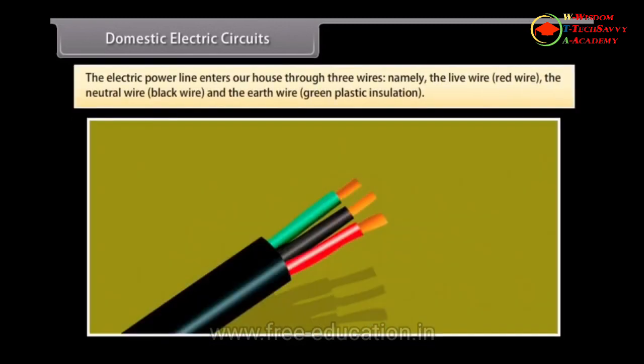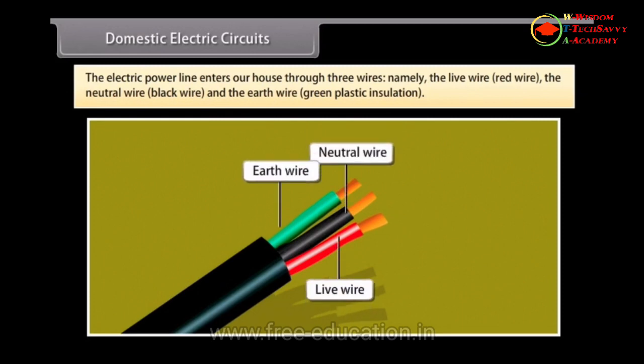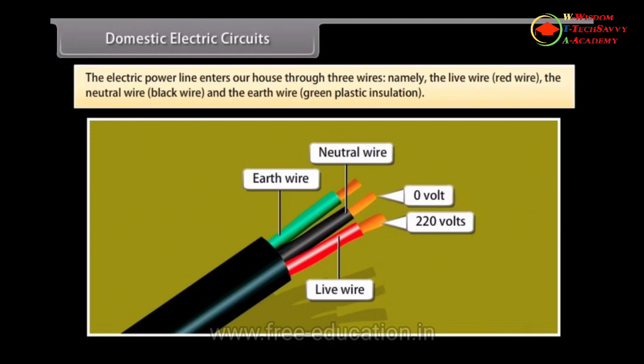The electric power line enters our house through three wires, namely the live wire, red, the neutral wire, black, and the earth wire, green plastic insulation. The live wire has a high potential of 220 volts and the neutral wire has zero potential. Thus, the potential difference between the live wire and the neutral wire is 220 minus 0, which equals 220 volts.